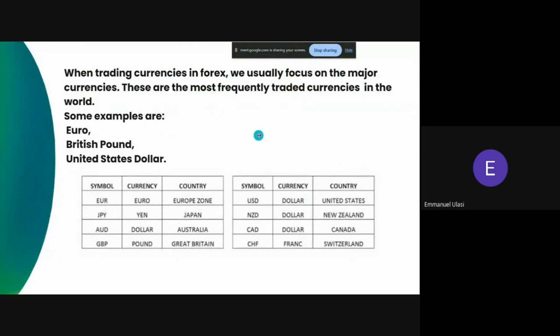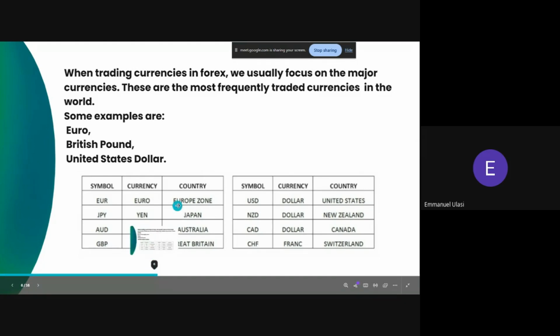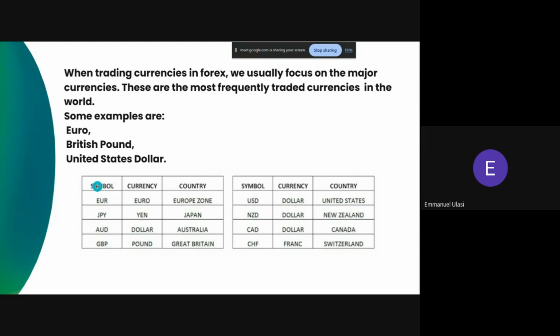Moving on, when trading currencies in Forex, we usually focus on the major currencies. These are the most frequently traded currencies in the world. Some examples are the euro, the British pound, and the United States dollar. If you look at this table here, you can see the major currencies in the world, the countries that use them, and also the symbols of these currencies.